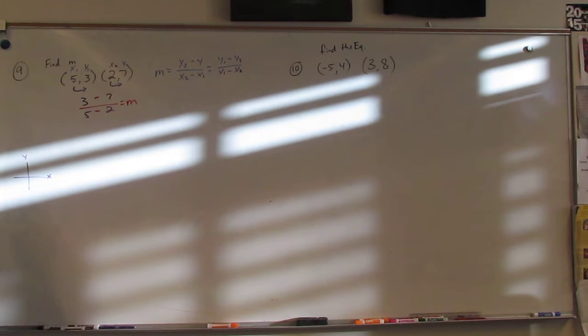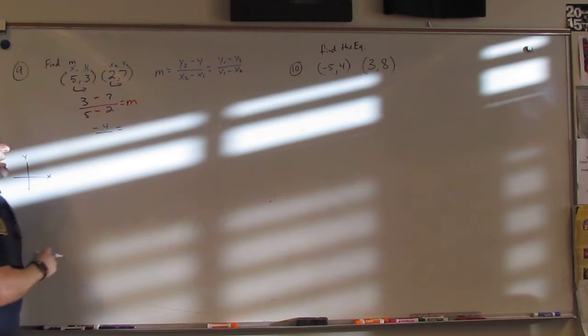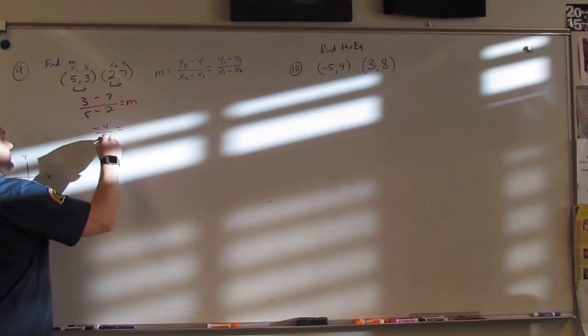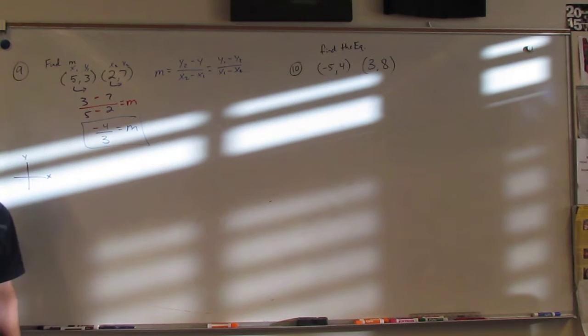Now, what is 3 minus 7? Negative 4. And what is 5 minus 2? 3. So your slope is negative 4/3. Is that it? That's it. Oh, I did the other way where it's 4 and negative 3. Is that cool? 4 over negative 3?